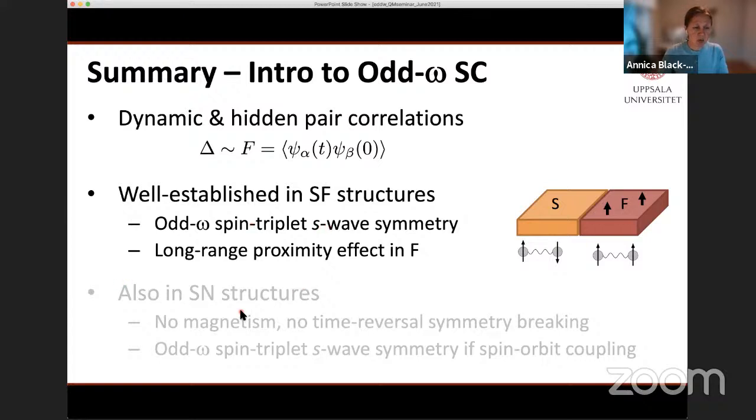I have colored here in gray other systems. It's well established. It appears also in SN structures, so you have a superconductor next to a normal metal. Here there is no magnetism, so there will be no time reversal symmetry breaking, but you still can get some odd frequency spin singlet P-wave state. And it's important to note here that it's odd in frequency. That doesn't actually mean it breaks time reversal symmetry, because it's a relative time difference. It's not the overall time reversal here. And you can even get an odd frequency spin triplet S-wave state if you have some spin orbit coupling in the system. But in the interest of time, I'm not covering those systems here.